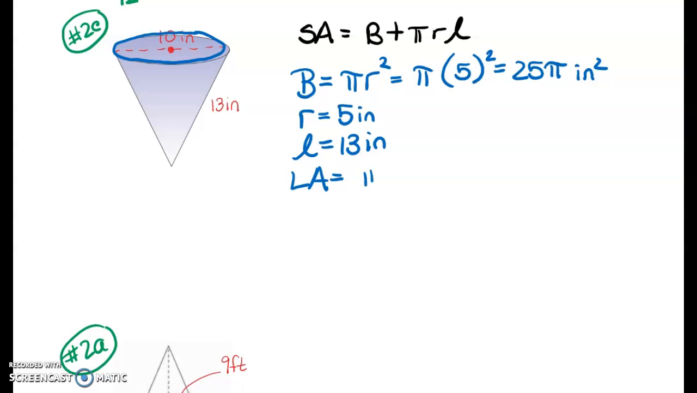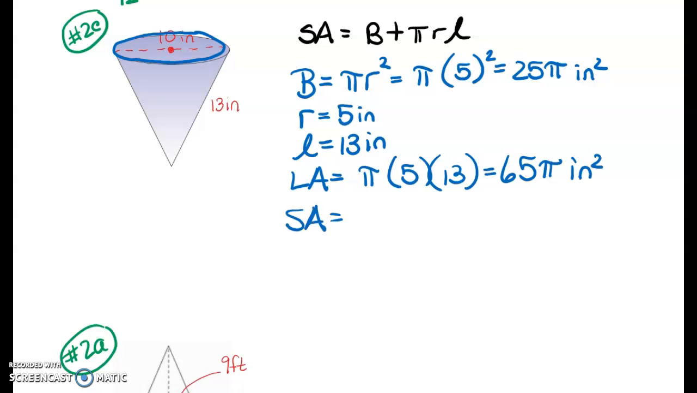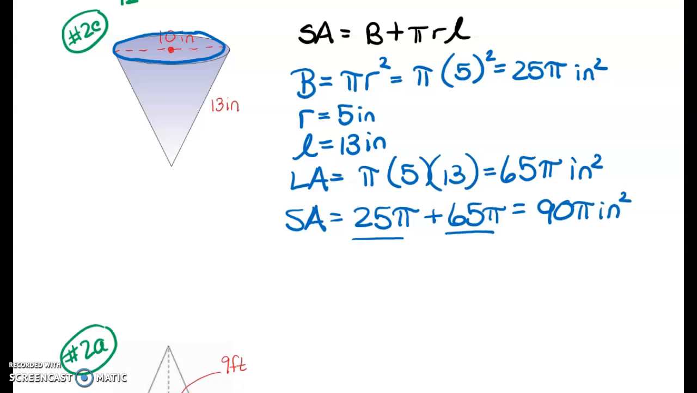So it is going to be pi times my radius times my slant height, and that's going to be 65 pi inches squared. So my surface area is going to be just my base, 25 pi, plus my lateral area, 65 pi. So that's going to be 90 pi inches squared because they are like terms.